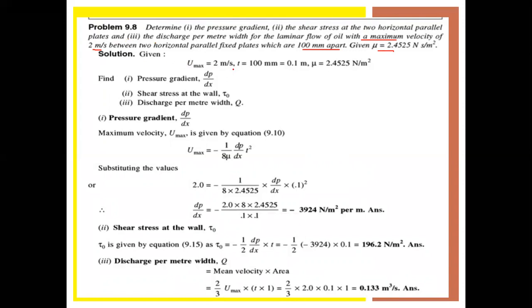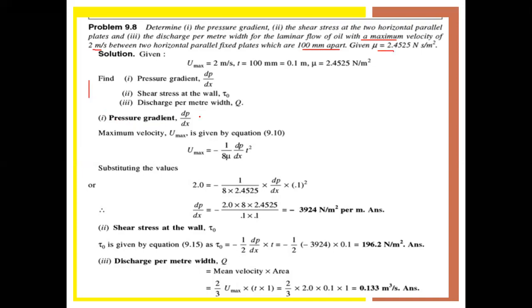Then the thickness t is equal to 100 mm, that is 0.1 meter. Then what is the value of mu? 2.45. Now what are the things you have to find? To find the pressure gradient, shear stress, and discharge per meter width Q.